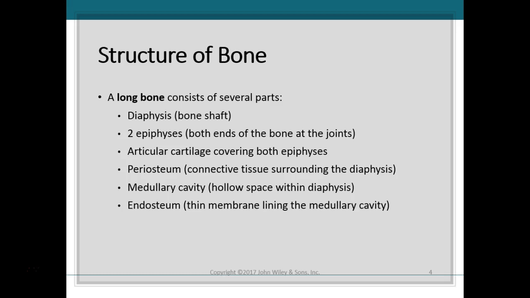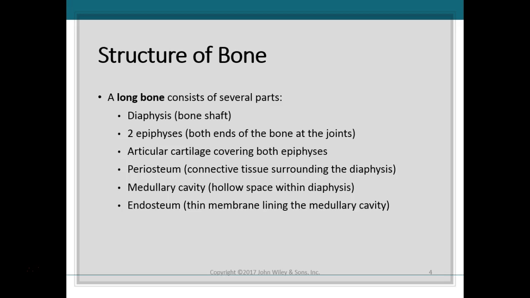Okay, so let's talk about the structure of bone. It's easiest to understand the structure of bone if we begin by looking at a long bone. So a typical long bone consists of a shaft that we call the diaphysis. At the ends of the long bones, where they typically are going to join other bones and form joints or articulations, we have these enlarged areas called epiphyses. We have hyaline cartilage that makes up the articular or articulating cartilage that covers the epiphyses, or the ends of the long bones. This cartilage helps to reduce friction and absorb shock because those joints are constantly moving and bearing weight.